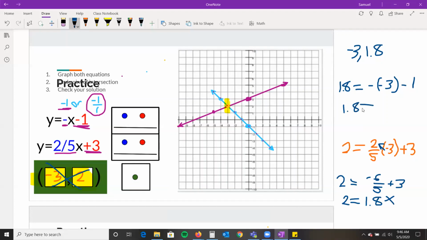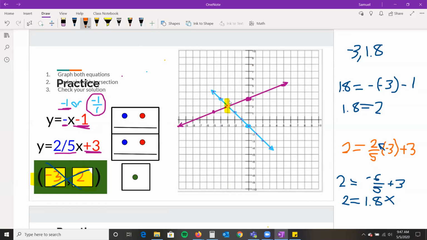Which is not a true statement, right? So for right now, this didn't work if we did 1.8 for y, or if we did 2 for y, it still didn't work. So from there, you would make sure that you checked and see if you made an error somewhere. Because they do intersect, right? So we know there's going to be one solution, but there's something weird going on here to where it's not working out. So this is a real problem, okay?